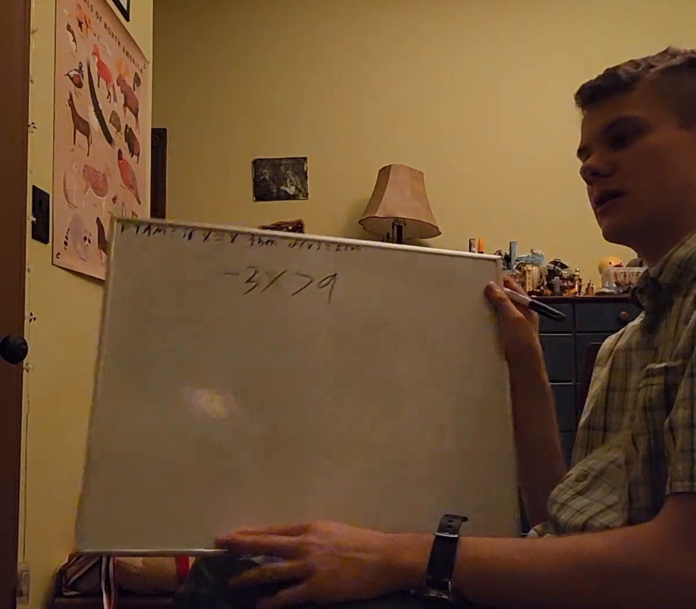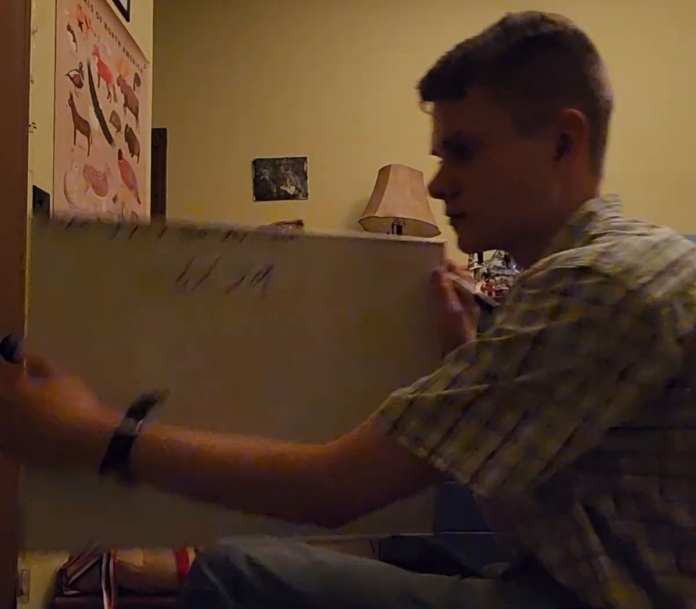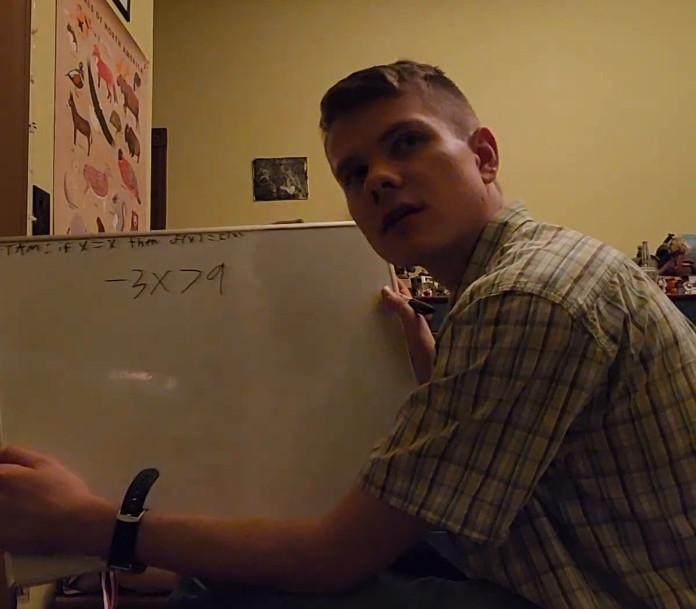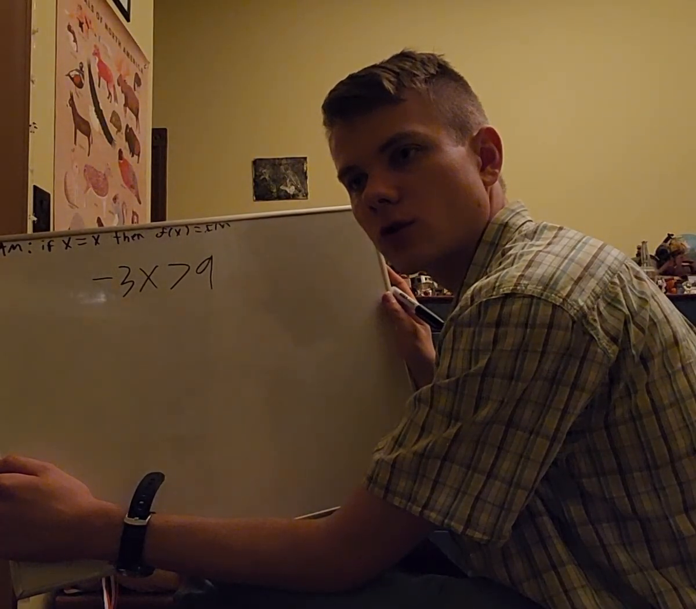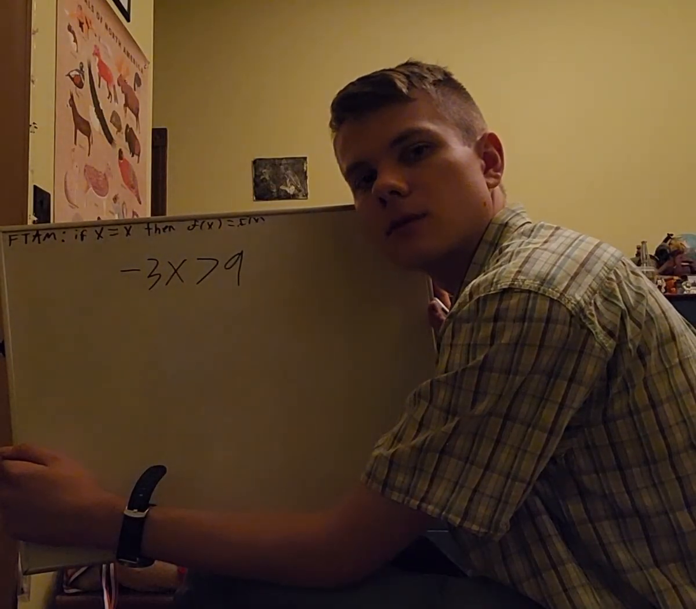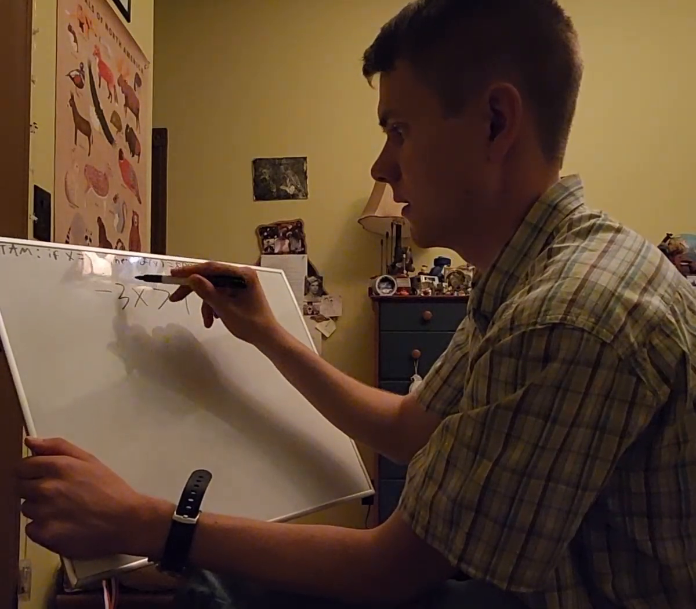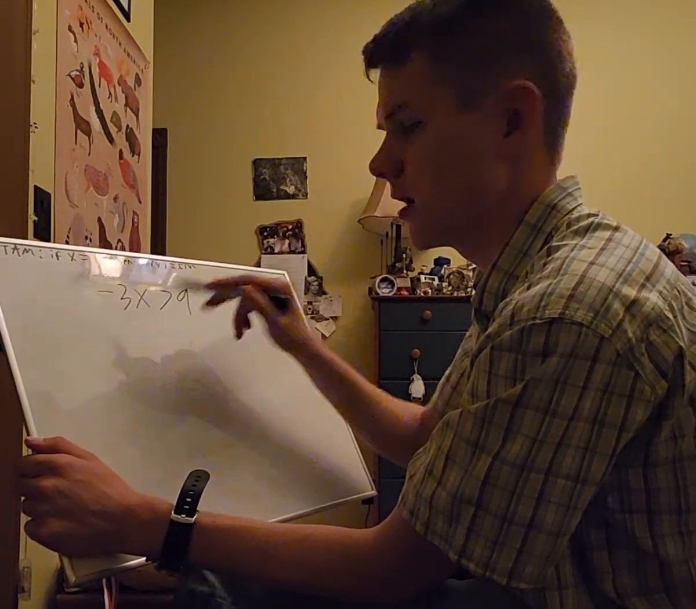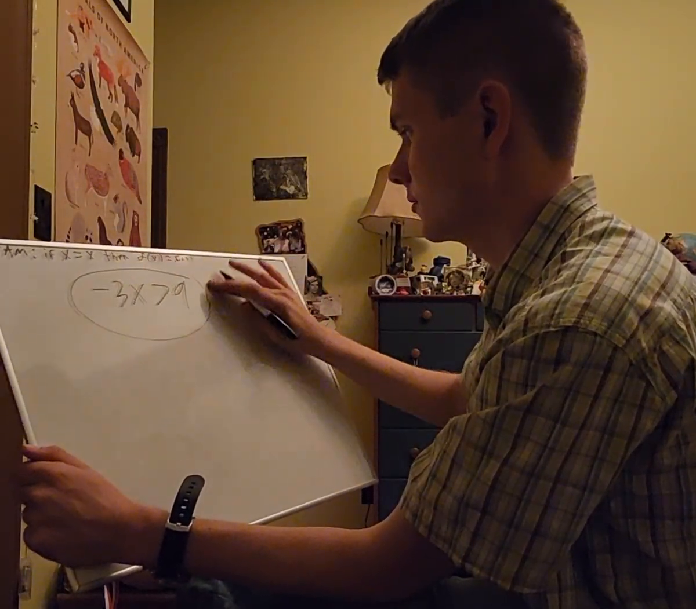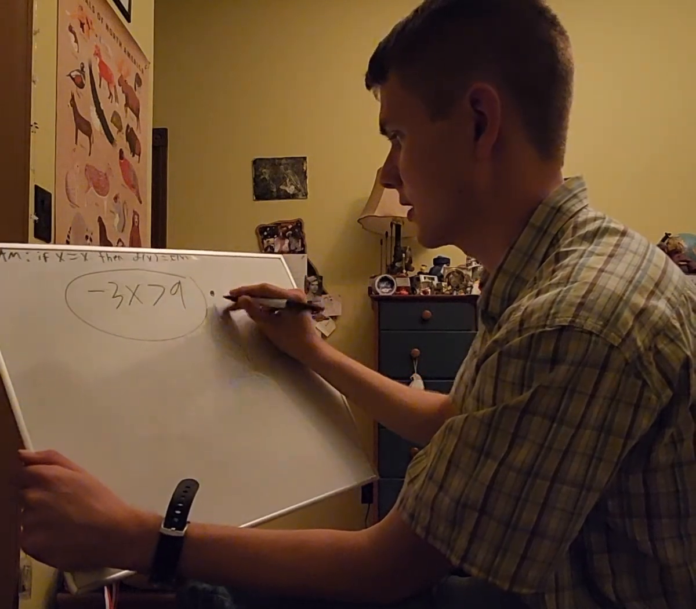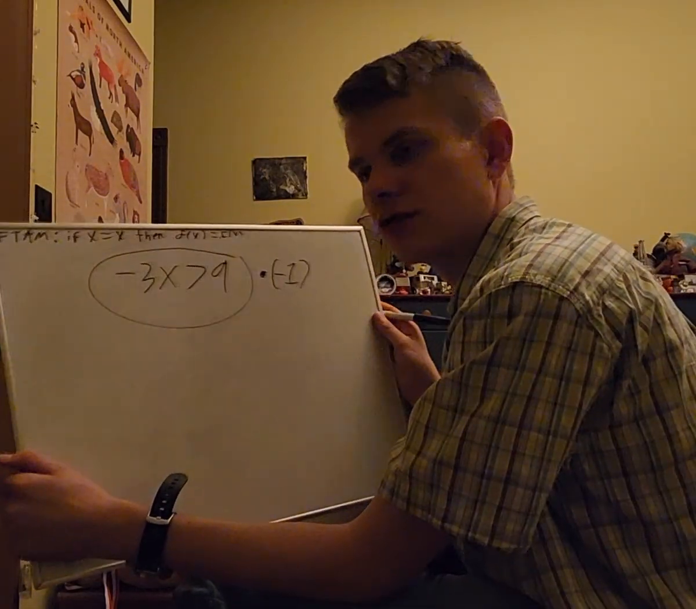So you've got negative 3x is greater than 9. Remember, x is an actual number. We just don't know what x is here. Okay, so now you know that multiplying or dividing by a negative number flips the sign. So let's multiply this by negative 1. Actually, I'll make my times a dot so it doesn't look like an x. Times negative 1.